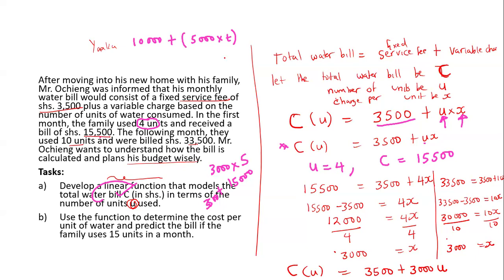I don't know whether 7, it is okay now. 7? Yes, teacher. Okay. But your approach is also very fine. You can first do it that way. You get the cost per unit, and then you continue to develop the function.